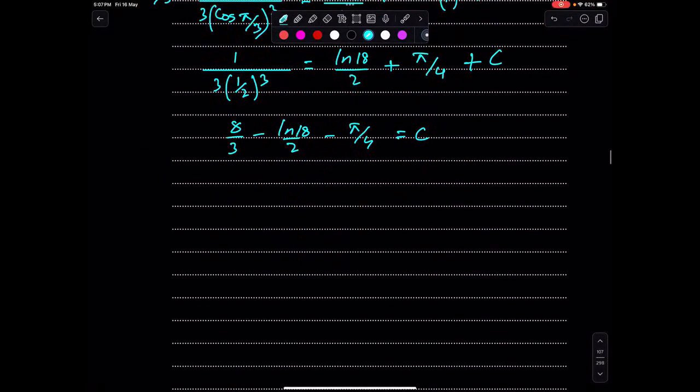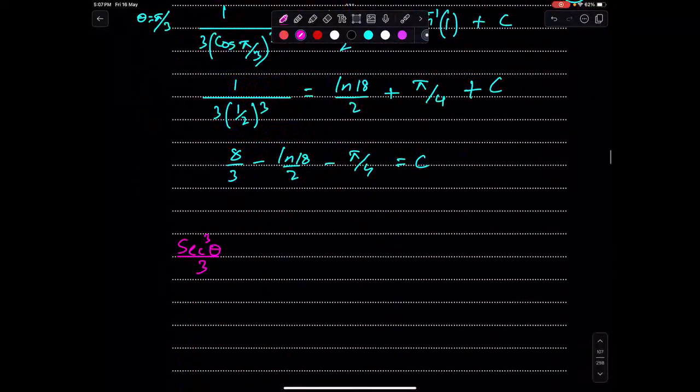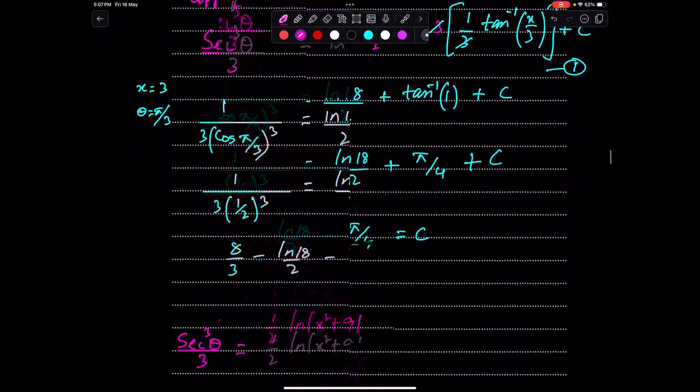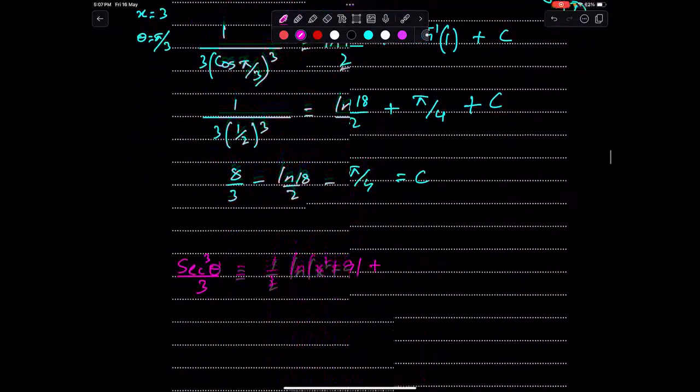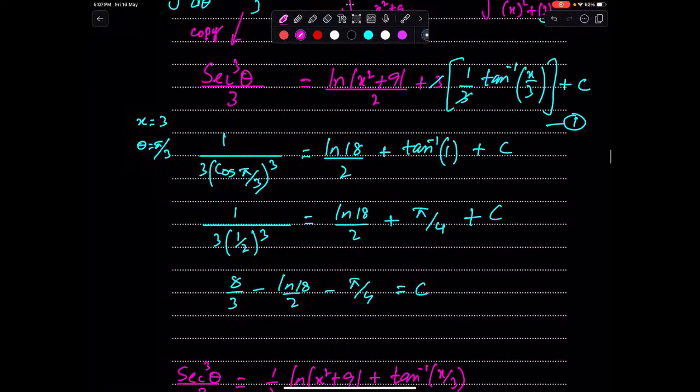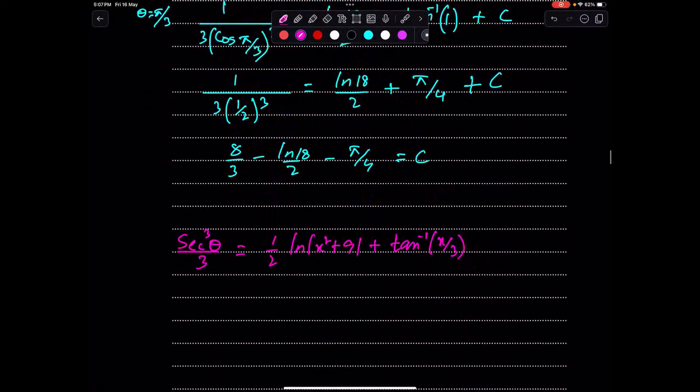So sec cube theta upon 3 is equal to half ln of x square plus 9, plus tan inverse x upon 3, and C is 8 upon 3 minus ln 18 upon 2 minus pi by 4.